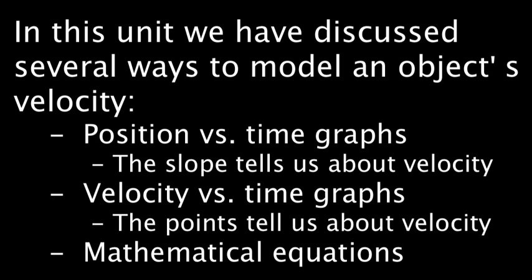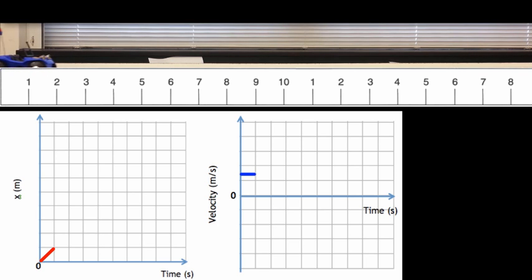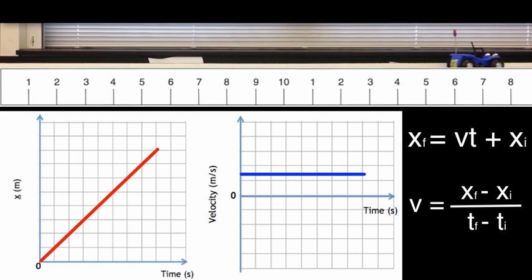In this unit we have discussed several ways to model an object's velocity. The slope of a position time graph, the point on a velocity time graph, and mathematical equations are three ways to model an object's velocity. Notice that the slope of the position time graph is constant, and the y-values on the velocity time graph aren't changing, both indicating that this object is moving at a constant velocity. These equations also model constant velocity.